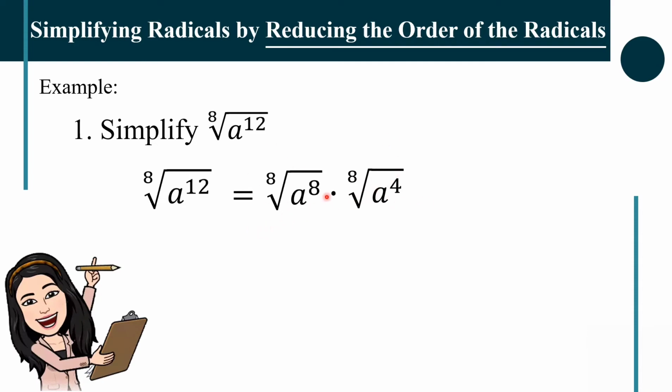So, we can simplify this part. Ang 8th root of a raised to 8 is equal to a. Tama ba? Ito po yan, a. And then, anong nangyari? We just copy 8th root of a raised to 4. Ulitin ko. Ang 8th root of a raised to 8, ito po yan, a. So, nawala na siya sa loob ng radical kasi na-simplify na natin.